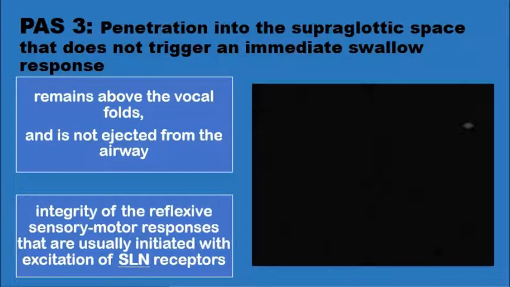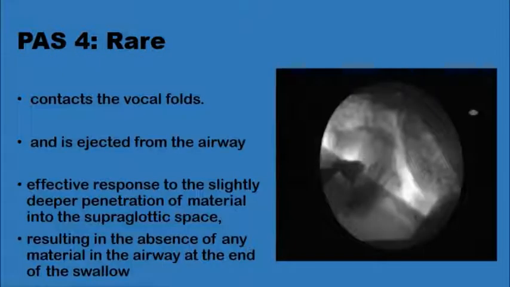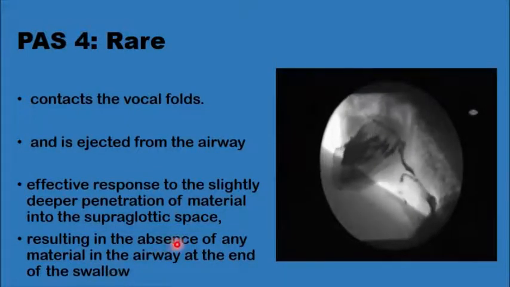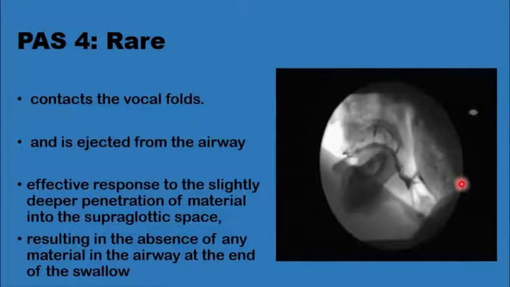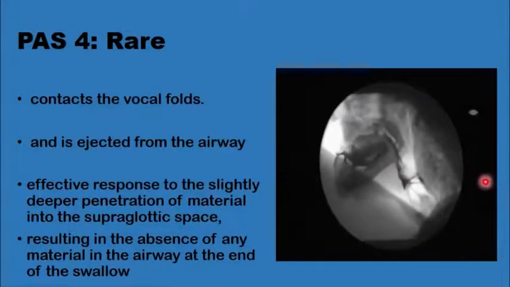That's pass number 3. Pass number 4 is rare, in which the aspirate material dips deeper in the supraglottic space and actually touches the vocal folds. And then it excites the swallowing reflex and it is promptly cleared completely. So you see that there is a little bit of aspiration here that dips into the supraglottic space above the vocal cord, but it's now completely cleared of the airway.